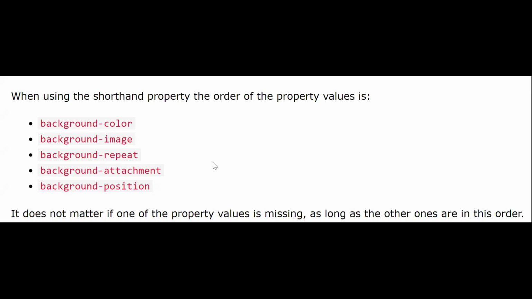Now we'll see the background shorthand property. By using the background shorthand property, we can give the other properties in a single line. The order of the property values is background color, background image, background repeat, background attachment and background position. We need to give all the properties in this order. It does not matter if one of the values is missing as long as the others are in order. For example, if you don't want to mention the attachment, you can skip it, but the other properties should be in order. Let us take a look at the code.